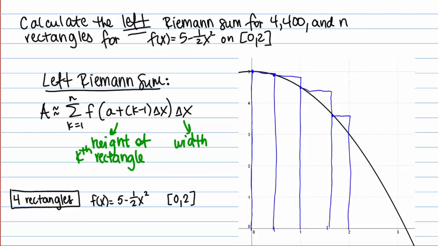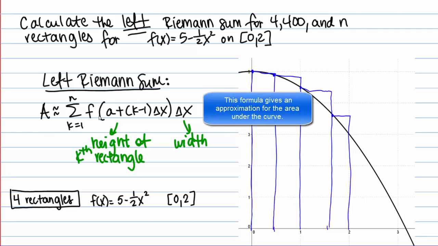So here I've printed the formula for the left Riemann sum. Area equals the sum of f of a plus k minus 1 delta x. That expression gives the height of the kth rectangle, and then all of that times delta x gives the width of each rectangle. So we're summing up the area of each rectangle, and this gives us a generic formula for how to do that.